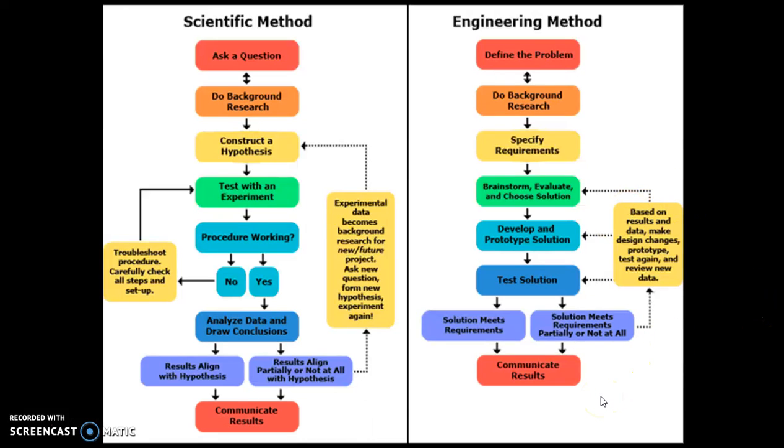So the engineering method and the scientific method are both very similar. But remember, in the scientific method, we're asking a question and making a hypothesis based on what we think is causing that. Whereas in the engineering method, you are trying to solve a problem, and you create a prototype and then some sort of a system to solve that problem for you.